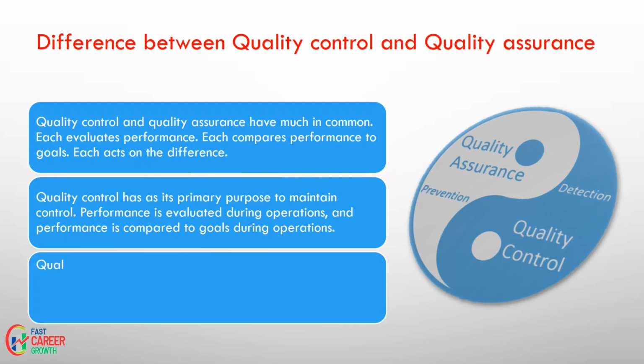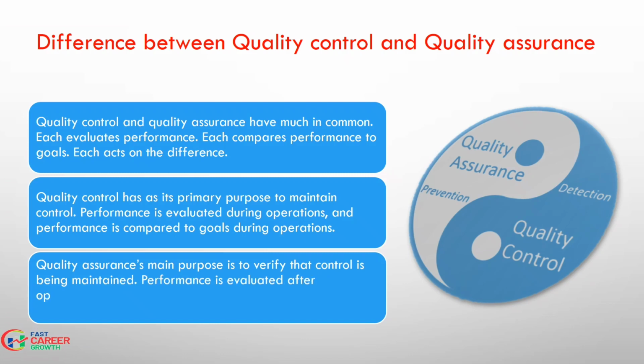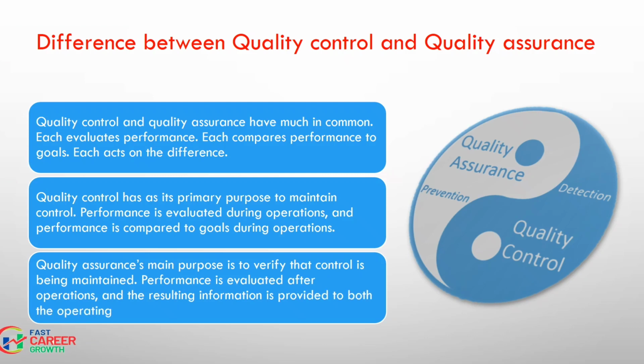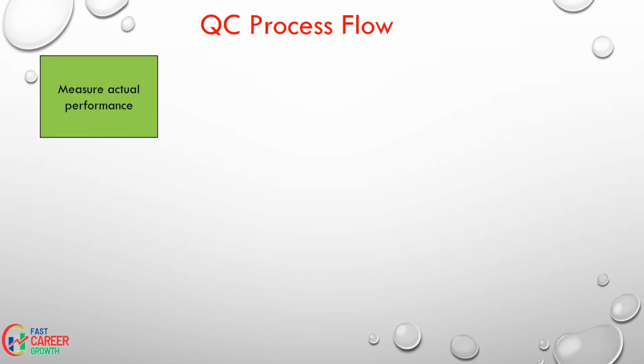Quality assurance's main purpose is to verify that control is being maintained. Performance is evaluated after operations, and the resulting information is provided to both the operating forces and others who have a need to know. Others may include plant, functional, or senior management, corporate staffs, regulatory bodies, customers, and the general public. Next is QC process flow.